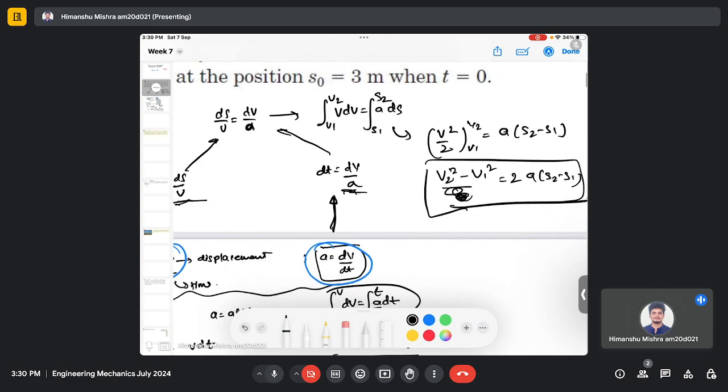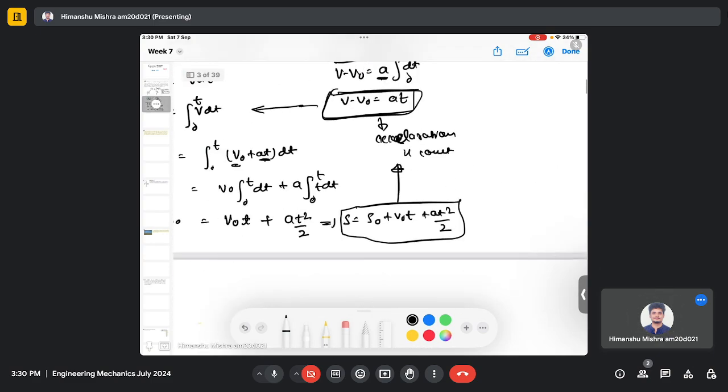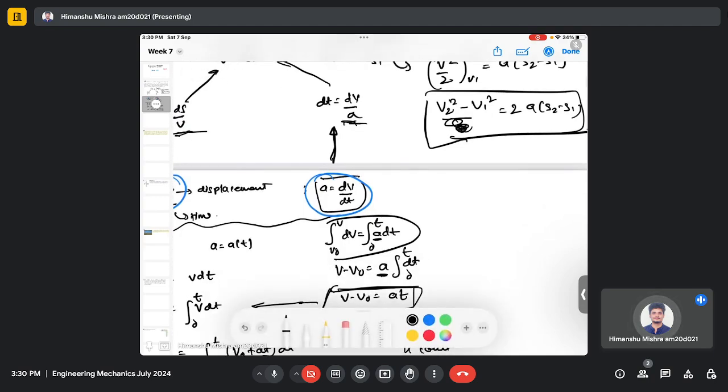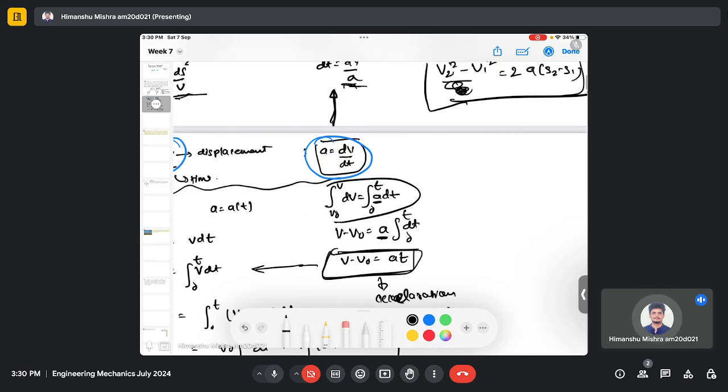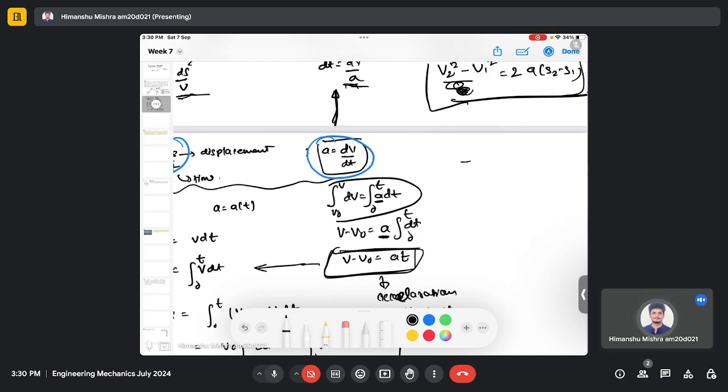So we got the three equations which define the relationship between the velocity, displacement and acceleration when the acceleration is constant. You can even find the acceleration from these equations, but that will be a constant and will not change in time.